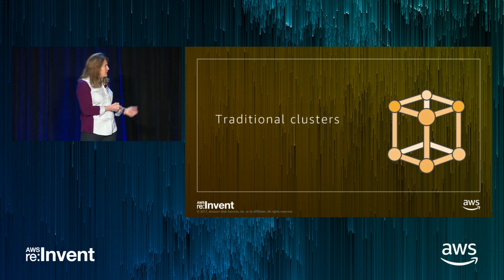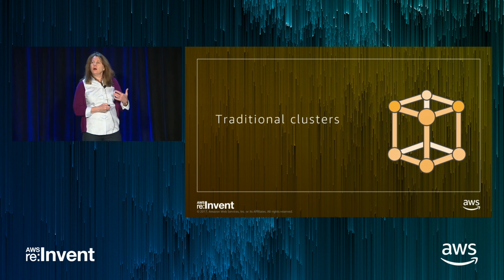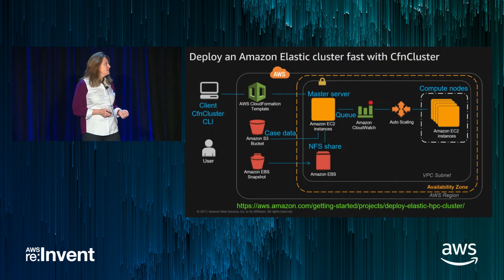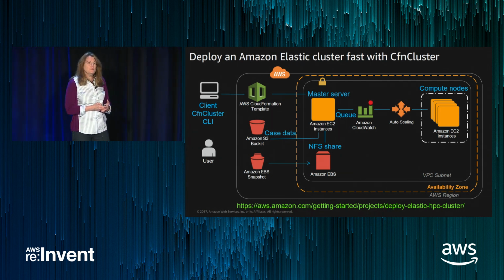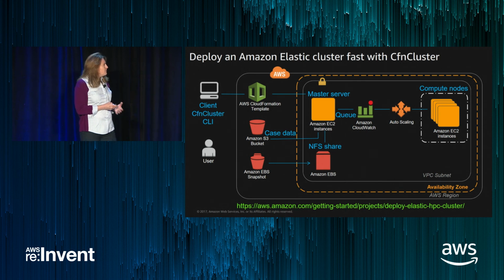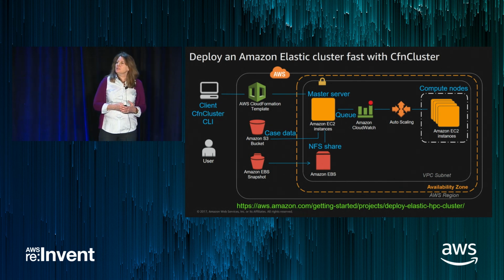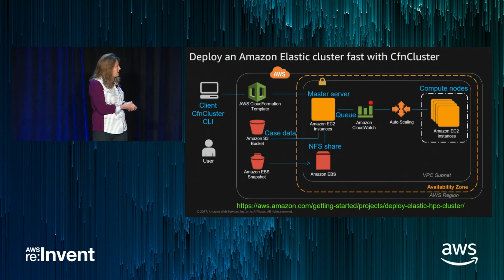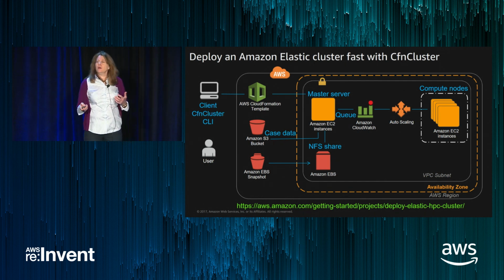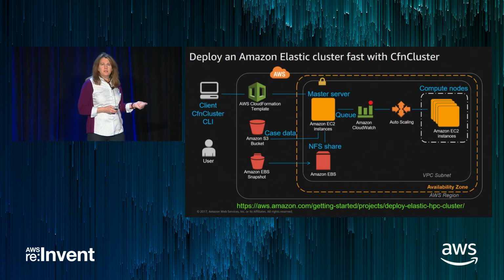Many customers prefer traditional clusters as the first step of onboarding their HPC applications into the cloud. This is the architecture for CFN Cluster. CFN Cluster is an open source software package developed and maintained by AWS. There's a URL here which shows the location of a tutorial where you can try CFN Cluster. It will show you how to download it, where the documentation is.